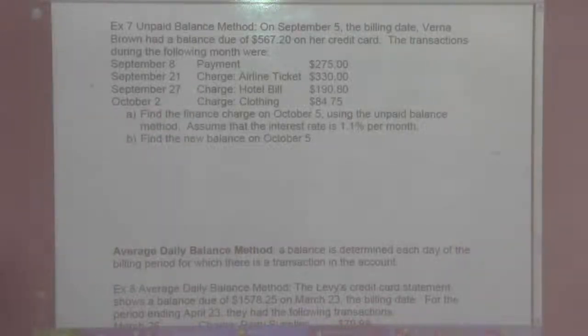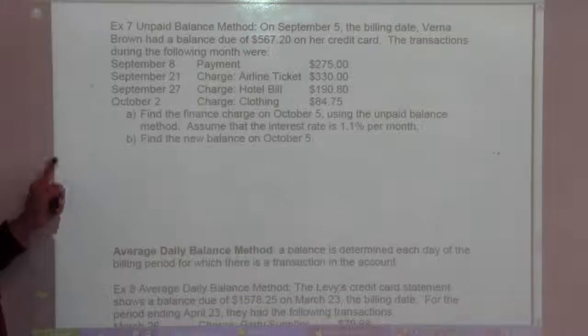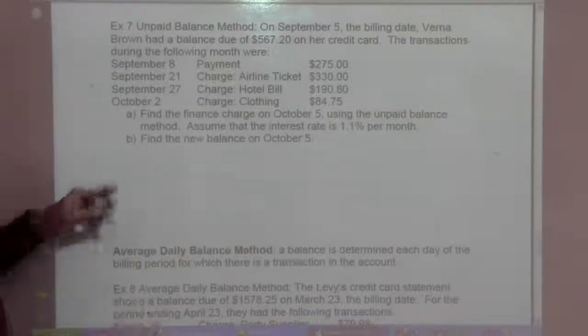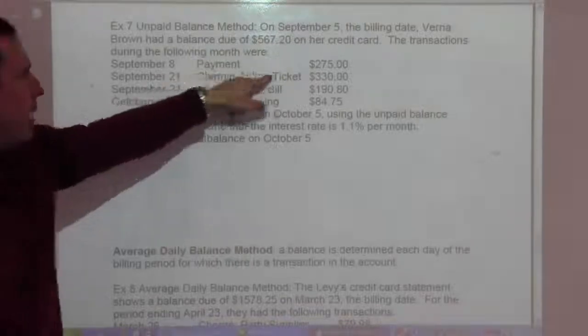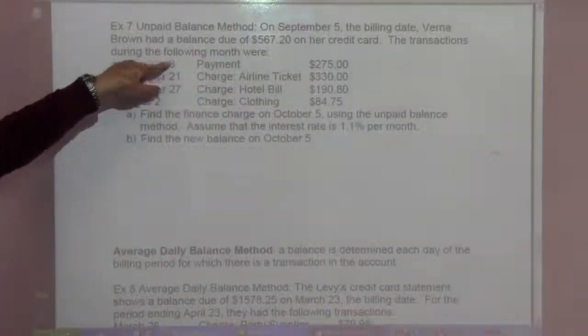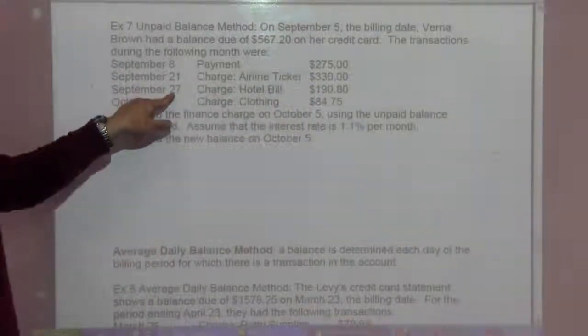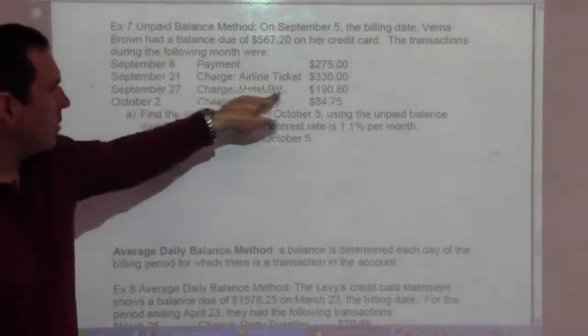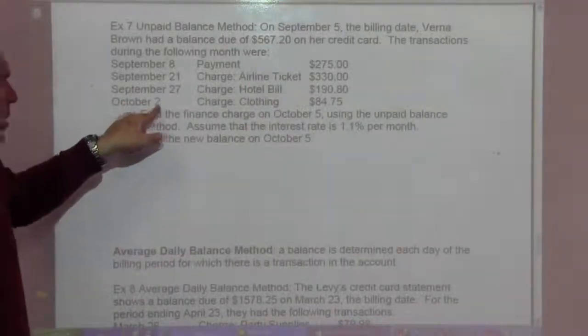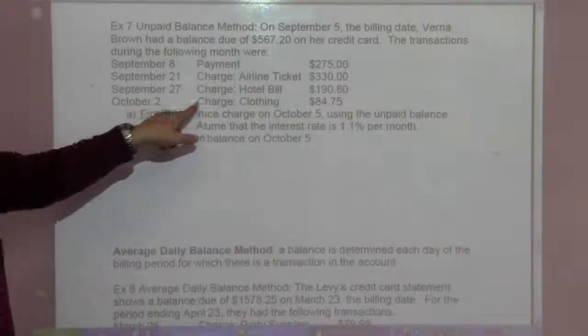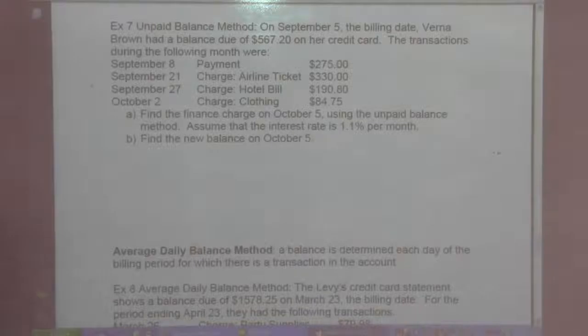On September 5th, the billing date, Verna Brown had a balance due of $567.20 on her credit card. The transactions during the following month were: September 8th, that's 3 days later, she made a payment. September 21st, which is 13 days later, she made a charge of $330. September 27th, which is another 6 days later, a charge of $190. October 2nd, which is 5 days later, a charge for clothing of $84.75. So find the finance charge due on October 5th using the unpaid balance method. Assume that the interest rate is 1.1% per month.